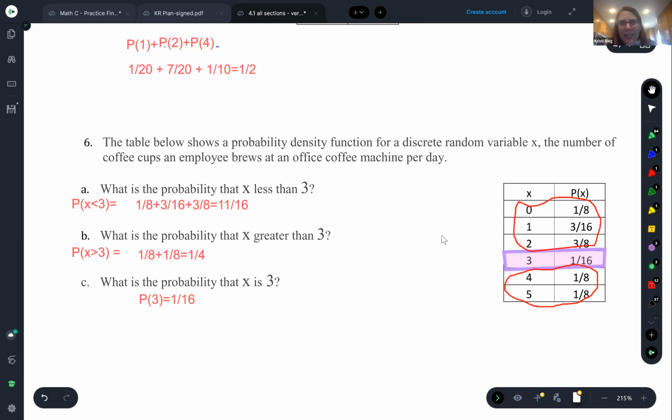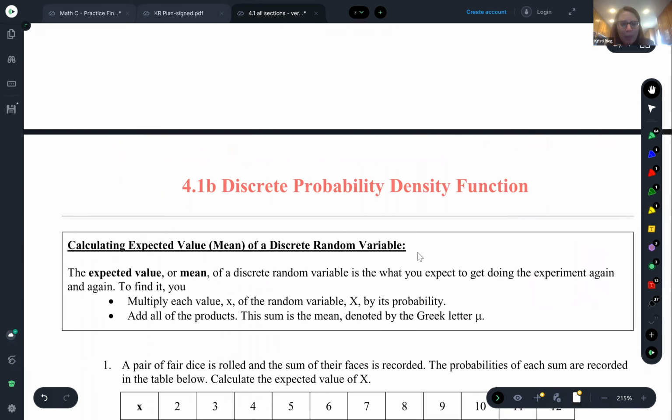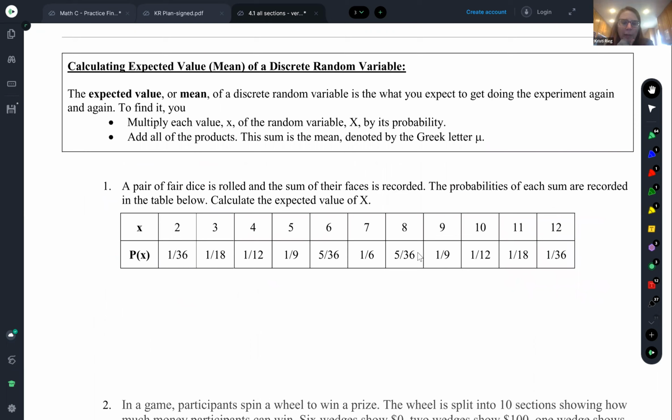Okay, let's move away from probability, and we're going to move over to using the calculator a lot more. And so we're going to talk about expected value or mean of a discrete random variable. Before we get into that, look here, we have the same problem that we were doing before with the dice. And so we already know, what do we know? We just know which one occurred the most and which one occurred the least. Okay. But what we want to do is we want to find the expected value.